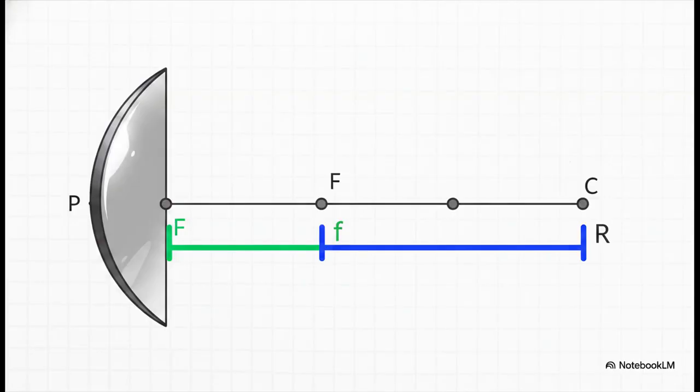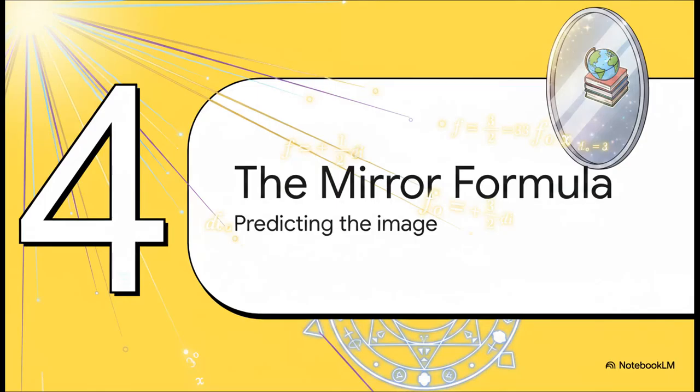And get this, there's a really clean and simple relationship here. The distance from the pole to the focus, which we call the focal length, f, is always exactly half the distance from the pole to the center of curvature, which is the radius r. So the formula is just r equals 2 times f. Super easy to remember.